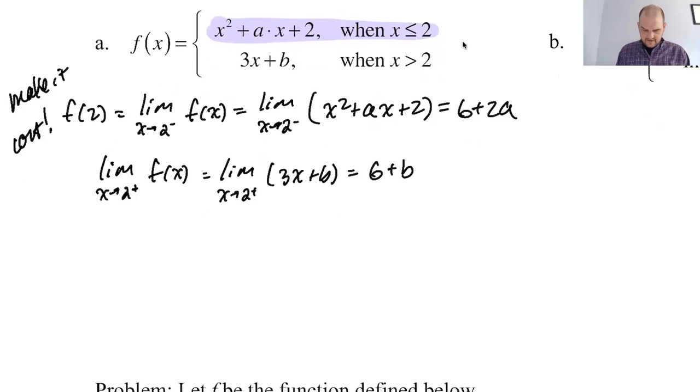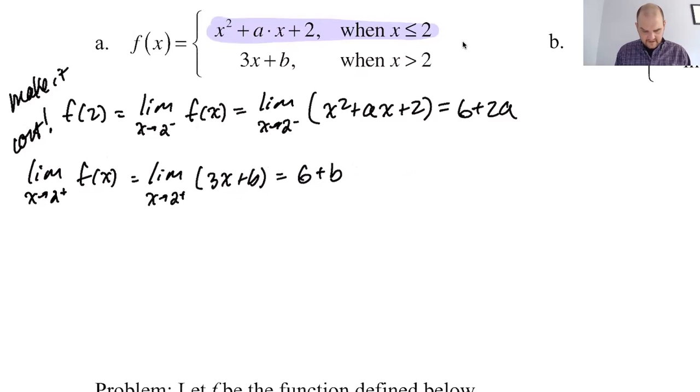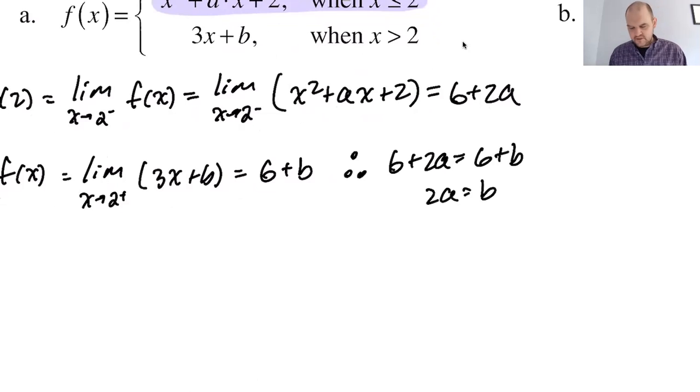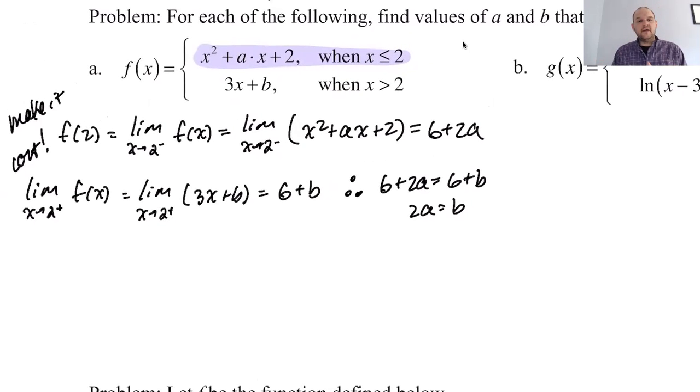Okay, so we need the limit. I almost certainly did not give you enough room, by the way, and I apologize for that, especially because now I'm trying to cram it in. So if the function's continuous, we're going to have 6 plus 2a equals 6 plus b. So we know that 2a equals b. Good start. Okay, that's one equation.